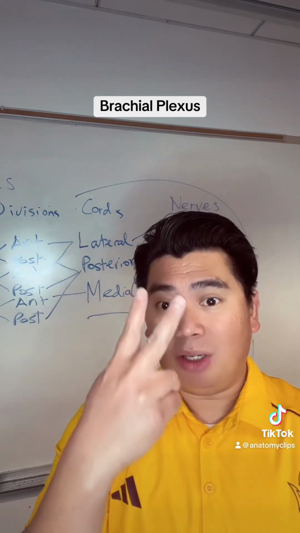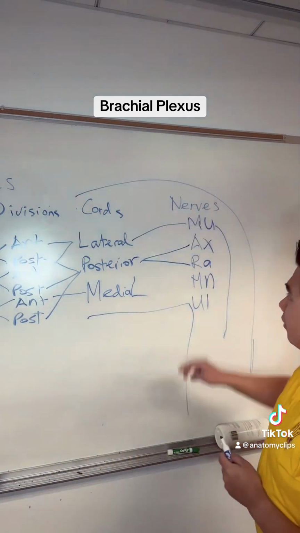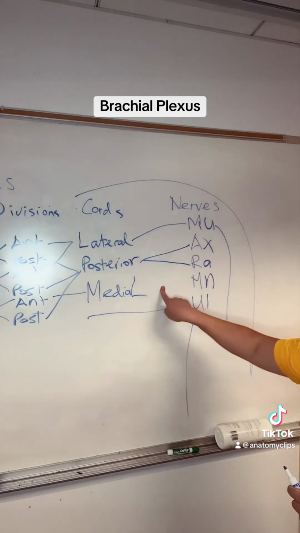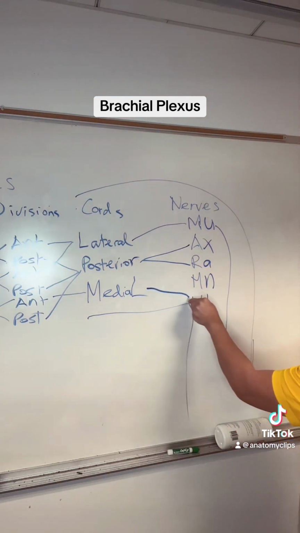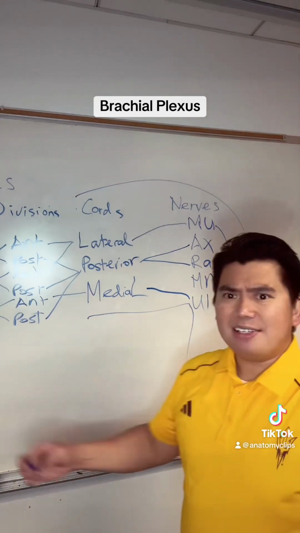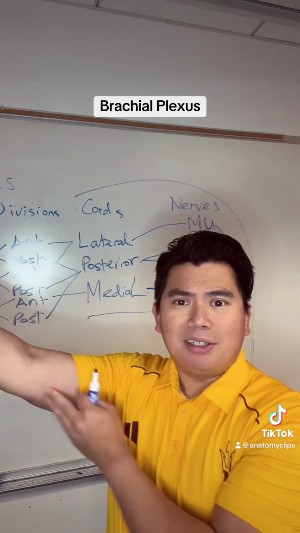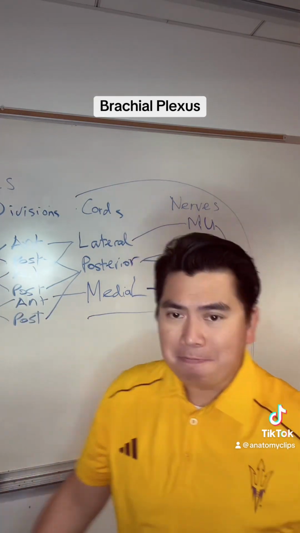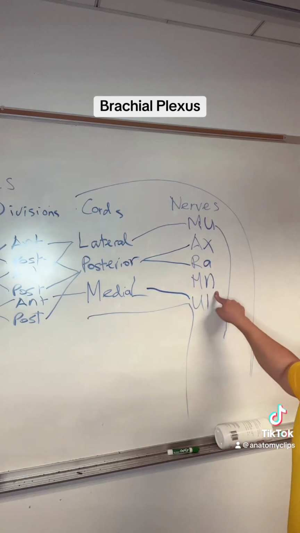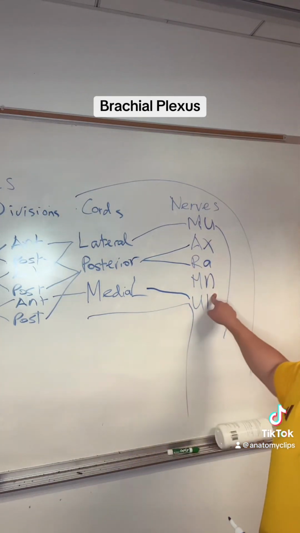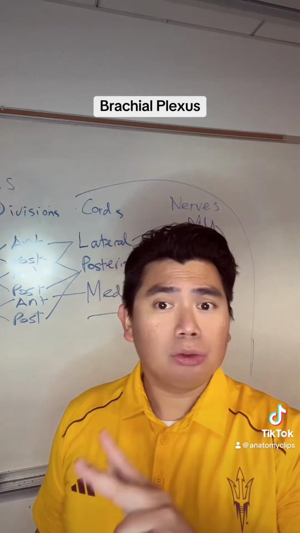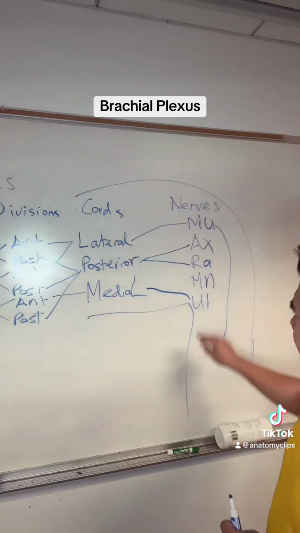So the posterior cord will have two branches coming off of it. Now, we have the last one, the medial cord, which will give rise to the ulnar nerve. And it makes sense because your ulna is medial, closest to the body, right? But then we're left right here with the median nerve, MN. Okay? Focus on median versus medial. Two totally different things. All right?